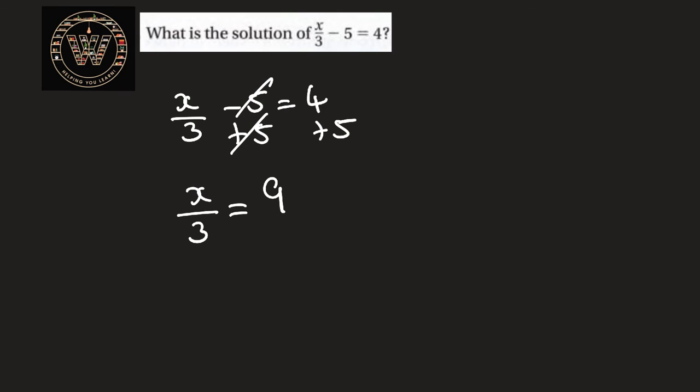Now, how will you remove the division by 3? By multiplication. So you multiply by 3 on both sides. So x is equal to 9 times 3, 27. So that is the solution of this equation.